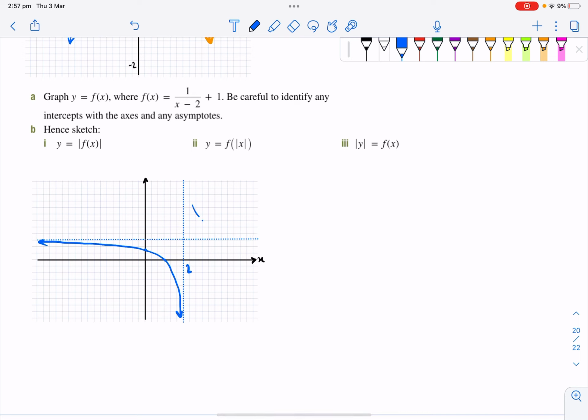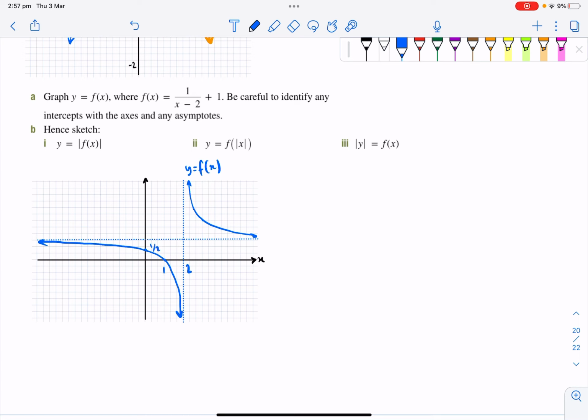I'm going to try and get a decent shape so we can draw nicely. All right, there we go. I think that's a good shape. So that there is our function y equals 1 over x minus 2 plus 1. It's denoted as f(x) for now, so I'm just going to keep that. Let me put in these x-intercepts that we had earlier.